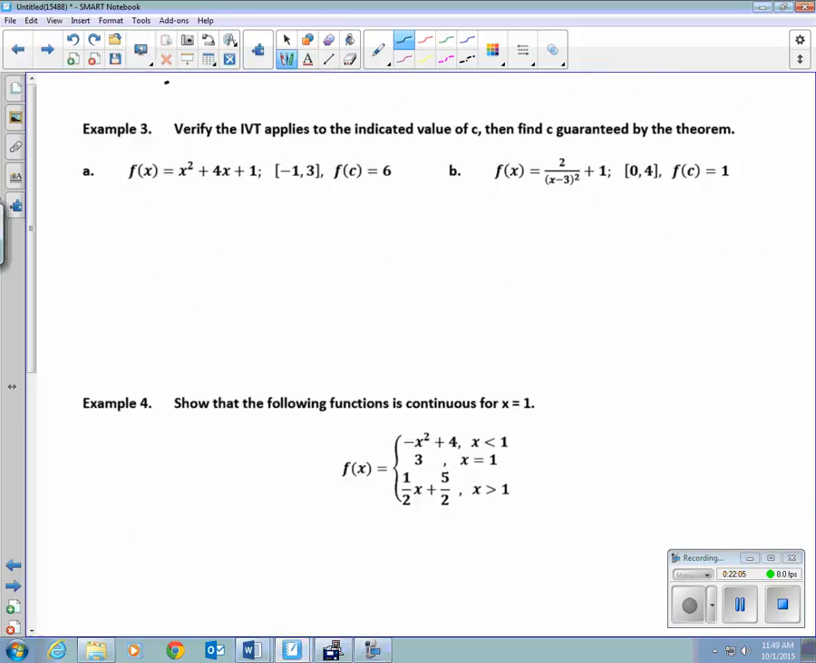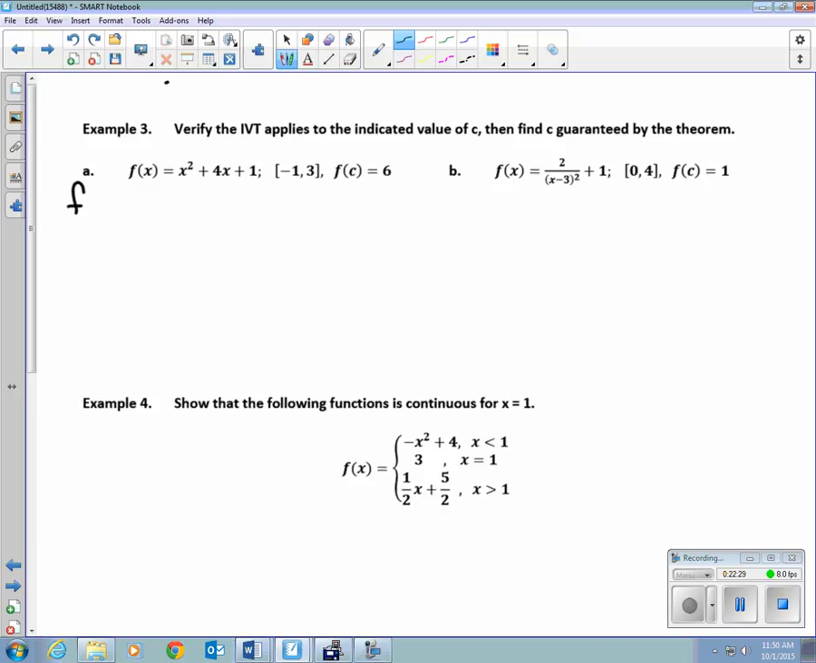Verify the intermediate value theorem applies to the indicated value of C, then find C guaranteed by the theorem. So here it says f of x equal to x squared plus 4x plus 1 over the interval negative 1, 3. And instead of looking for a 0, we're wondering if the function achieves a value of 6. First of all, is the function continuous? Yes. So let's see if the intermediate value theorem will apply here.